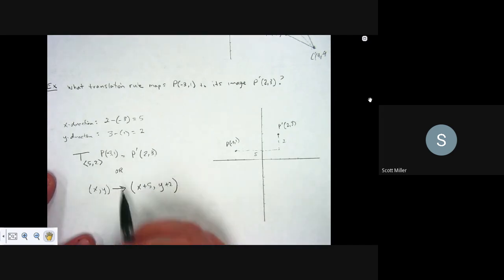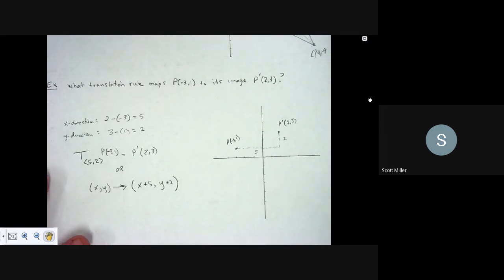They will show both of these in standardized tests. You need to be familiar with both of them, please. So that's how I can find the translation rule. Just need to follow a point and you can get it for the whole entire shape.